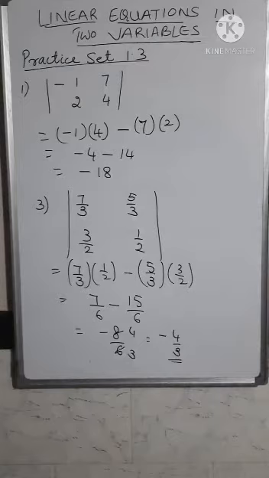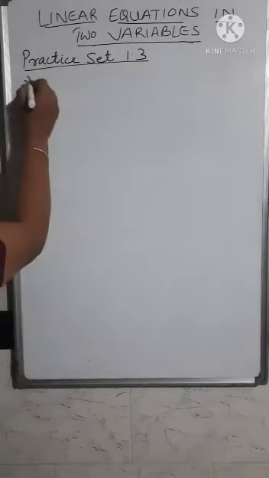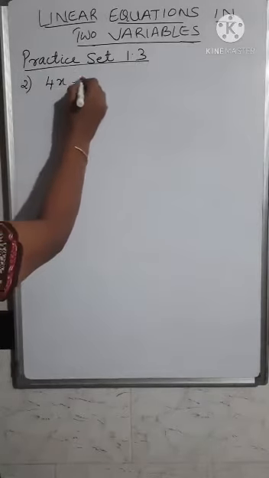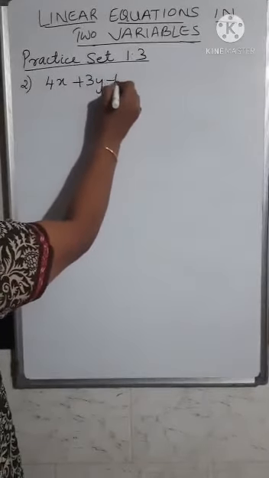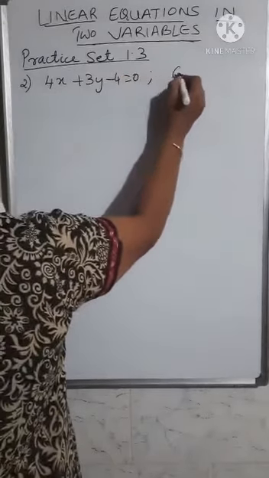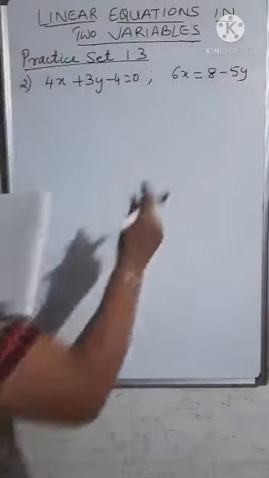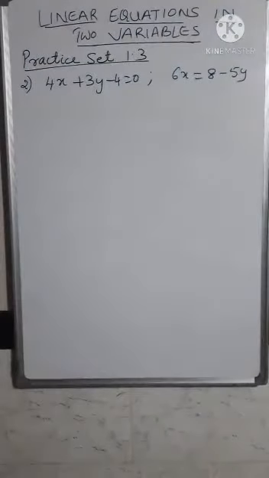Now we'll see how to find out the solution of the equation by using the determinant method, or it is also called the Cramer's rule. 4x plus 3y minus 4 equal to 0. Second equation, 6x is equal to 8 minus 5y. So these are the two equations given, where you have to solve by using the determinant or the Cramer's rule.